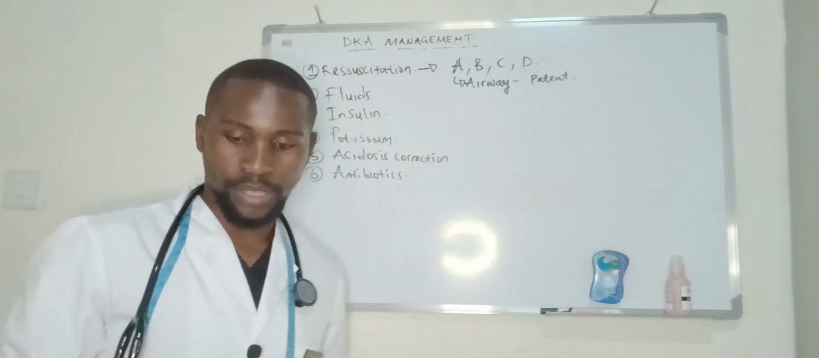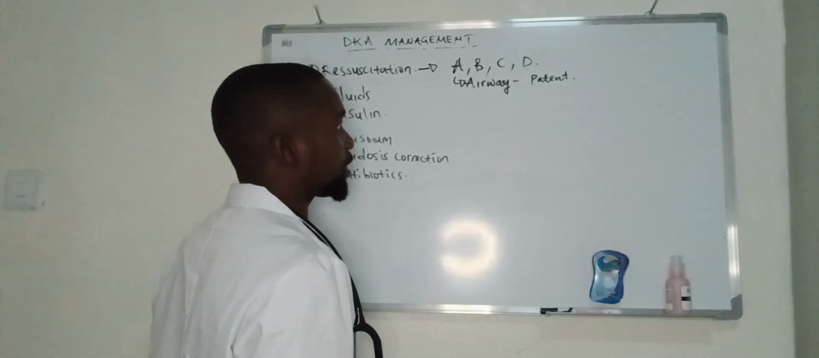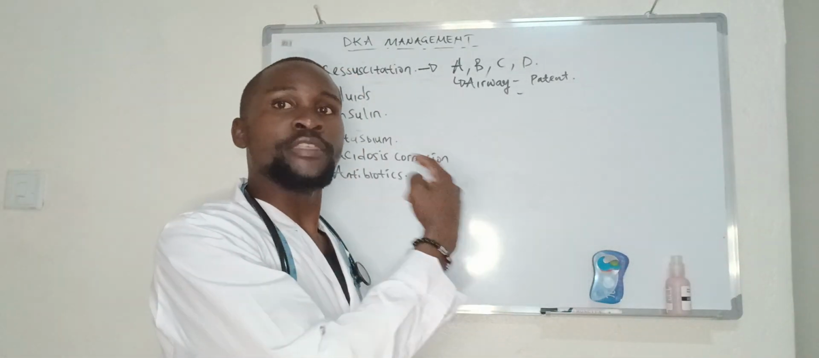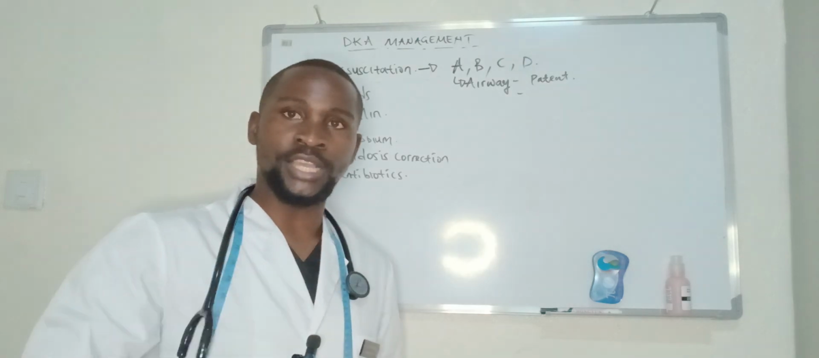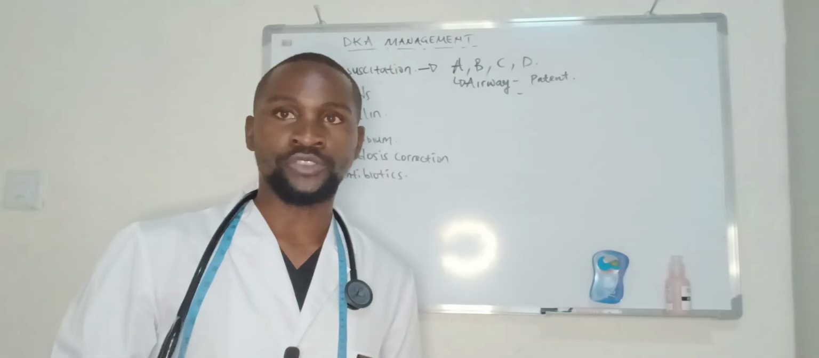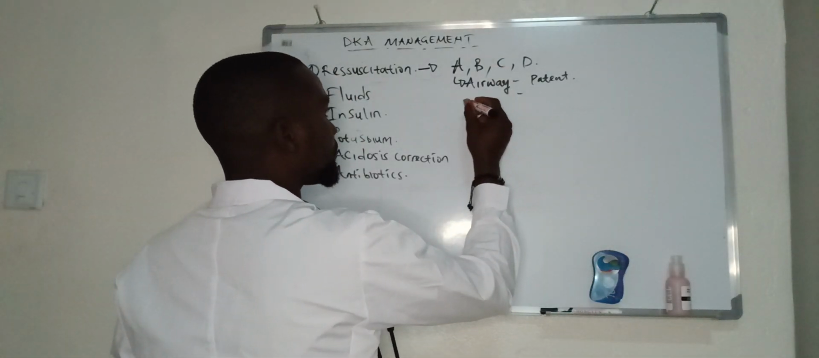If the patient is comatose and recently vomited, you may need to insert an NGT so that you protect the airway. Remember that this patient can easily aspirate. So if this is a patient who vomited, they may aspirate, so you may need to insert an NGT in such a patient.